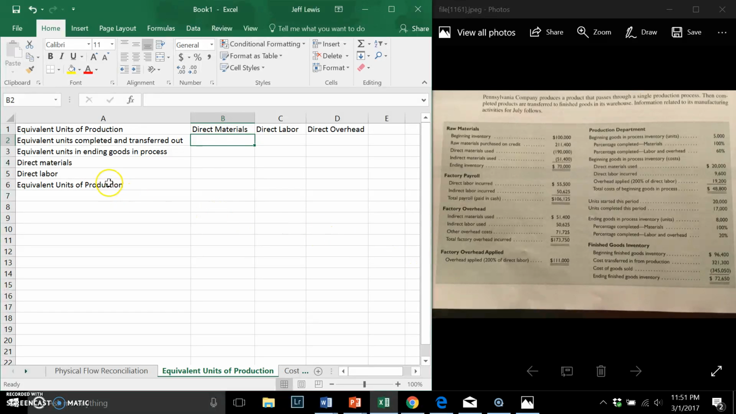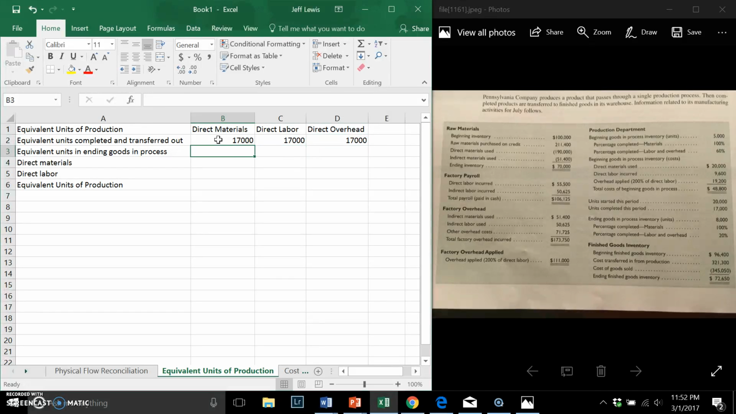First we need to create a table of equivalent units of production. The first step is to write down the equivalent units completed and transferred out during the period, which you find right here, units completed this period, 17,000. So you're going to write 17,000 for all 3: direct materials, direct labor, and factory overhead.